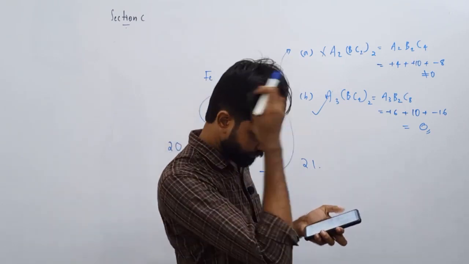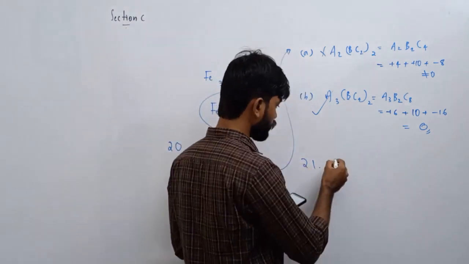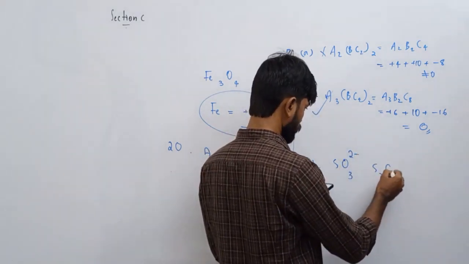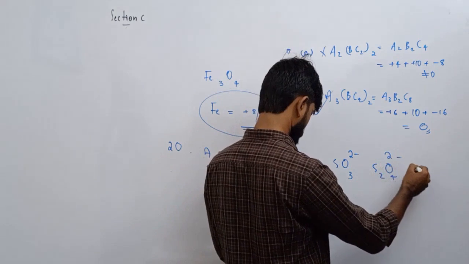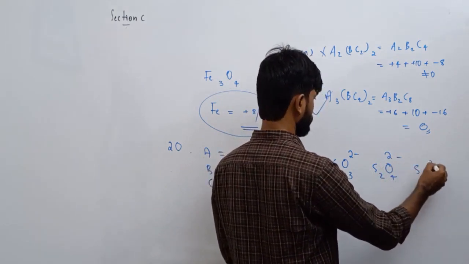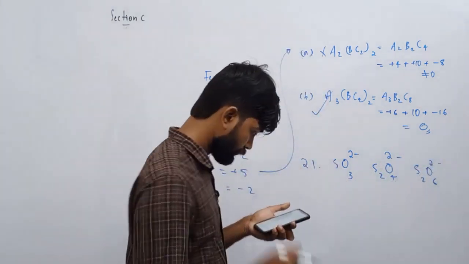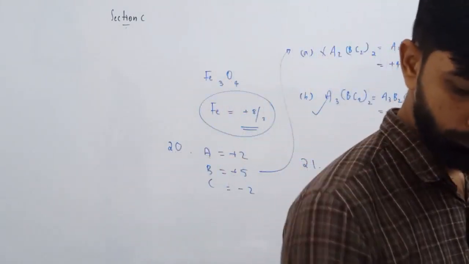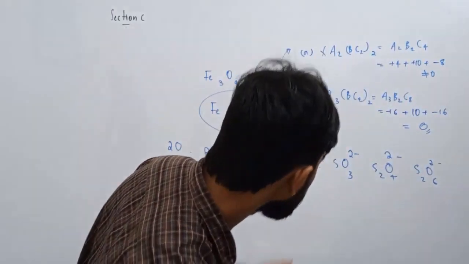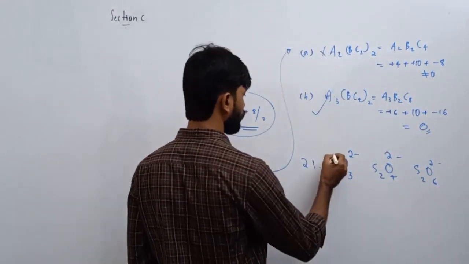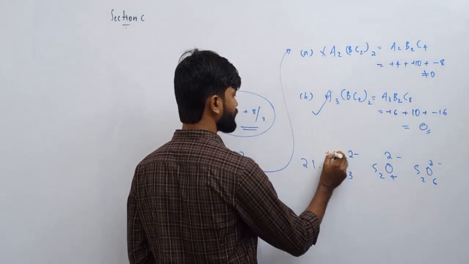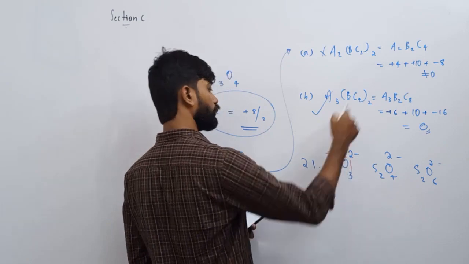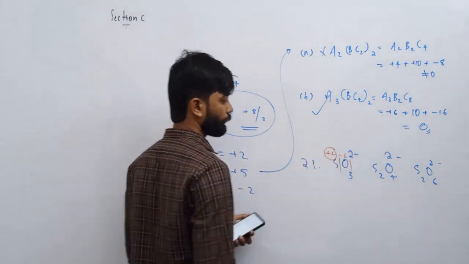Question number 21. SO3 2-, S2O4 2-, S2O6 2-. These are all given. The oxidation state of sulfur in the anions. You want to arrange these in increasing order of oxidation state. For SO3 2-, the oxygens give minus 6, so in order to get minus 2 outside, the sulfur should be plus 4.